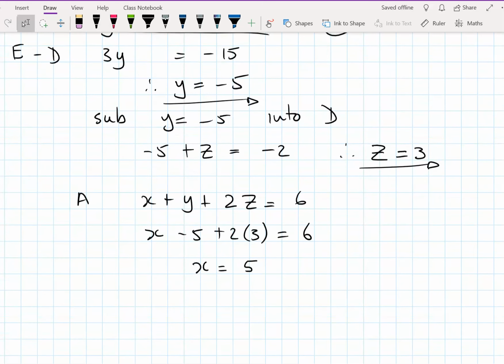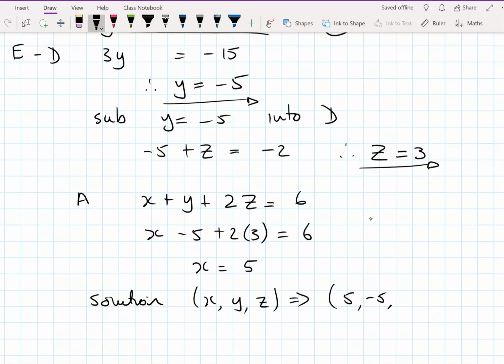And so my solution of x, y, and z is going to be this. x we said is 5, y we say is minus 5, and z we said was 3. And so here we have an algebraic solution to this problem. We can figure out what x, y, and z are by working through this algebraically.